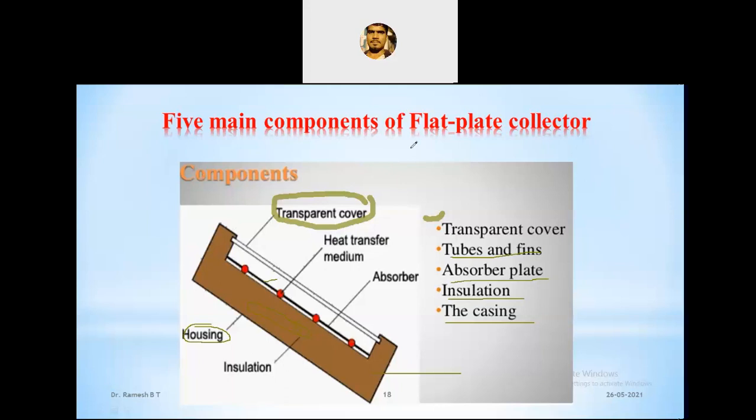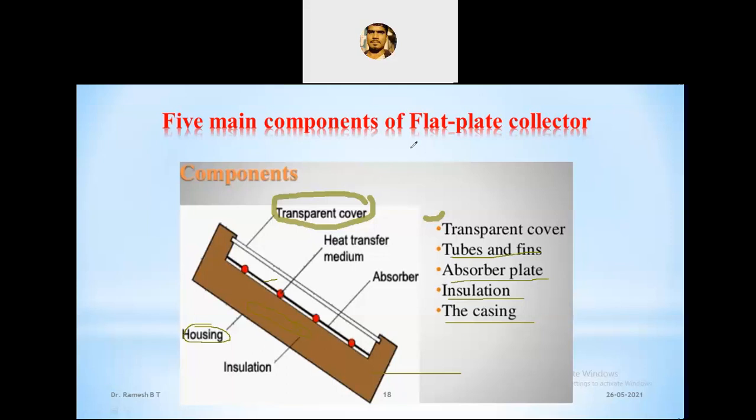The first one is the transparent cover, which may be one or more sheets of glass which transmit the radiation, or plastic or filament sheet. It may be a plastic or filament sheet, which is very transparent. It will transmit the radiation or rays of shorter wavelength.